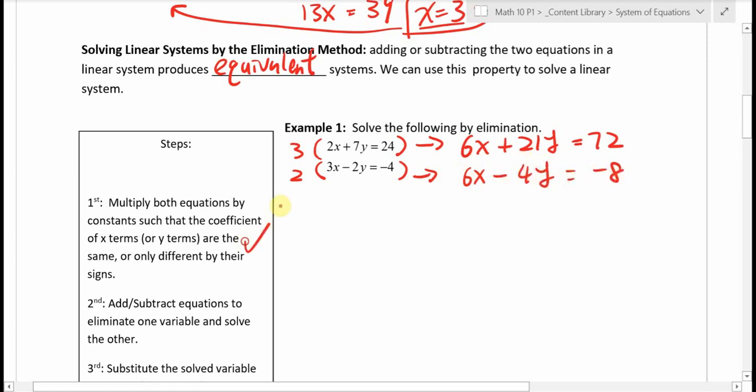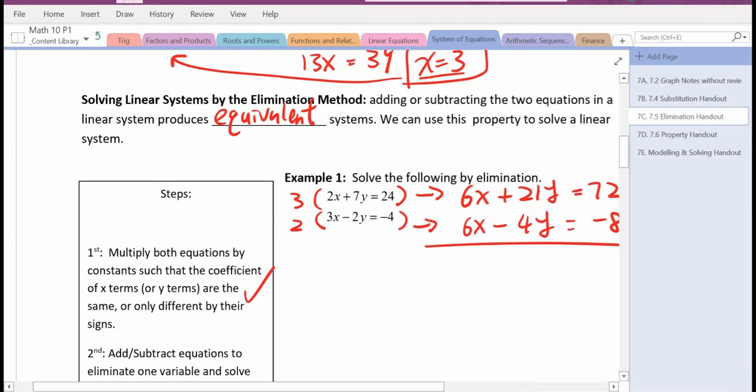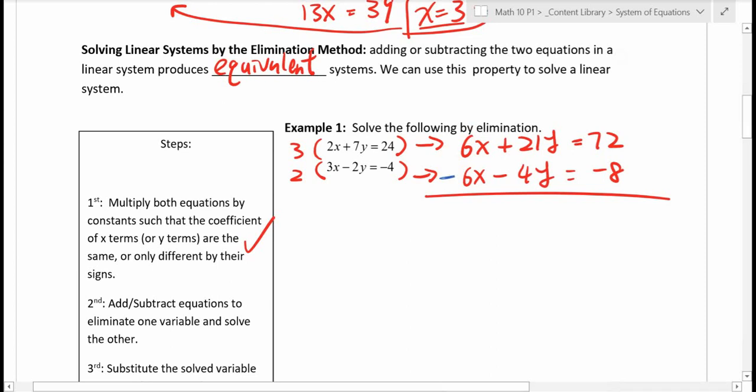So that's step 1. Check. Done. Step 2 says add or subtract equations to eliminate one variable and solve the other. So add or subtract to eliminate one variable. Well, if we add them here, is that going to help us to eliminate anything? Well, that's 6x plus 6x, that's 12x, that doesn't eliminate anything. 21 plus negative 4y, that's 17y, that doesn't eliminate anything. However, if you subtract them, well, 6 minus 6 is 0x. Now you can see you successfully eliminated the x variable, okay?